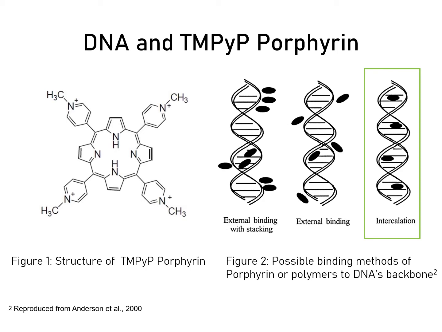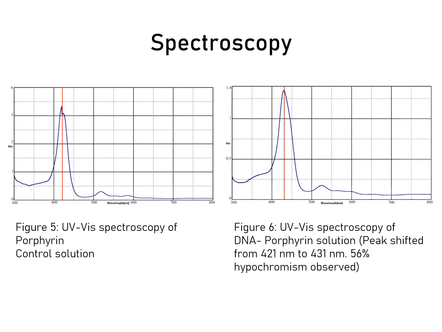So to verify that this intercalated and didn't bind in one of the other modes, we used UV-vis spectroscopy, which previous studies have shown returns a redshift and hypochromism in a DNA porphyrin solution when the intercalation is successful. These are the results shown, and we observed such a hypochromism, which again confirms successful intercalation of the porphyrin molecules.